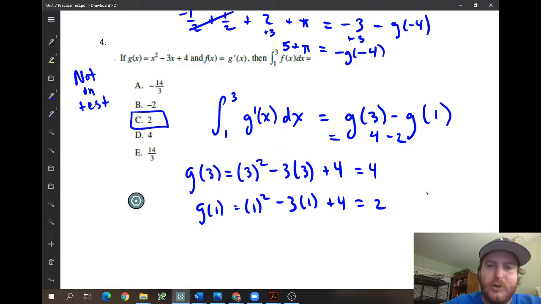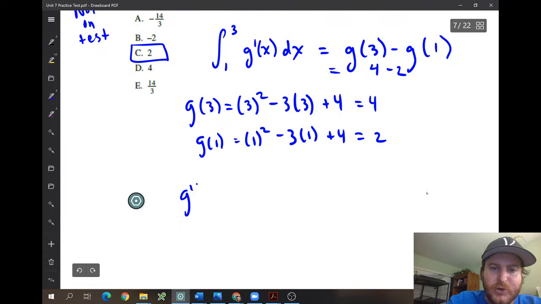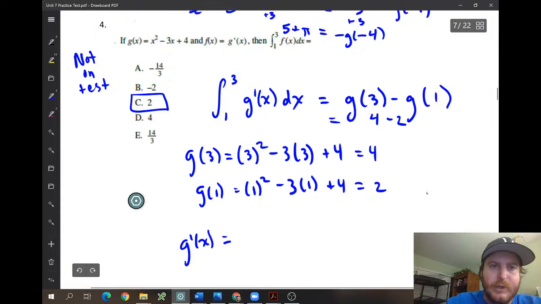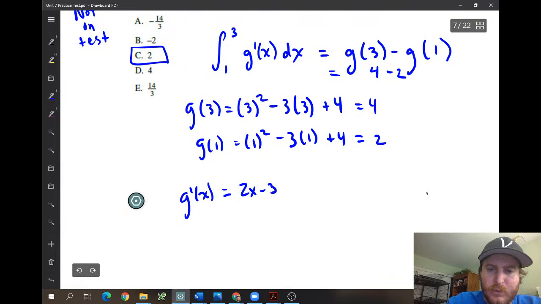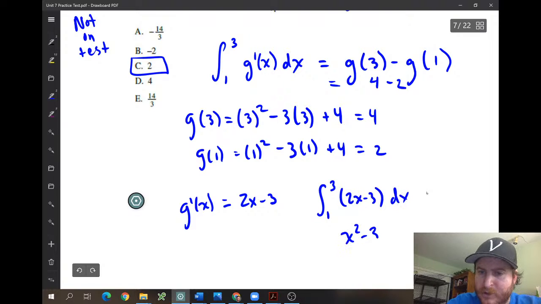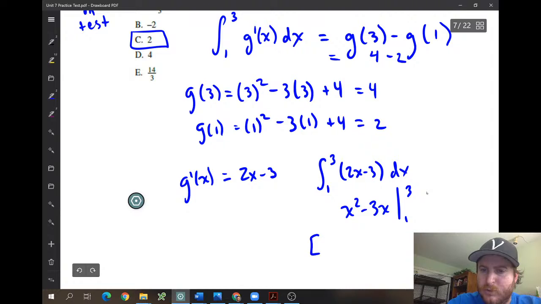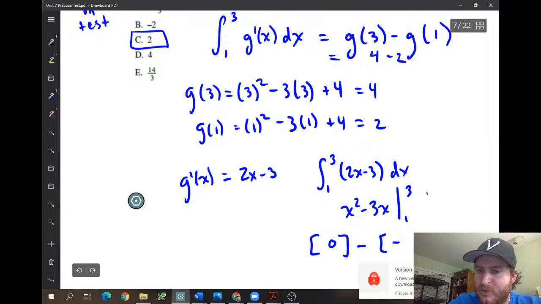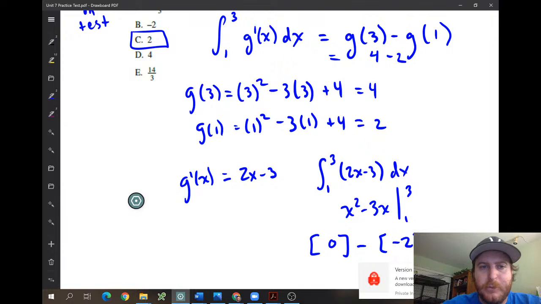There's a longer way of doing this. I could have literally solved for g prime of x and said that's 2x minus 3. And then we could have done the integral from 1 to 3 of 2x minus 3 dx, and taken that integral, got x squared minus 3x from 1 to 3, and then plugged it in. 3 squared is 9, 9 minus 3 is 6, minus 1 squared is 1, 1 minus 3 is -2. 6 minus -2 would give 8... so that could have worked as well.